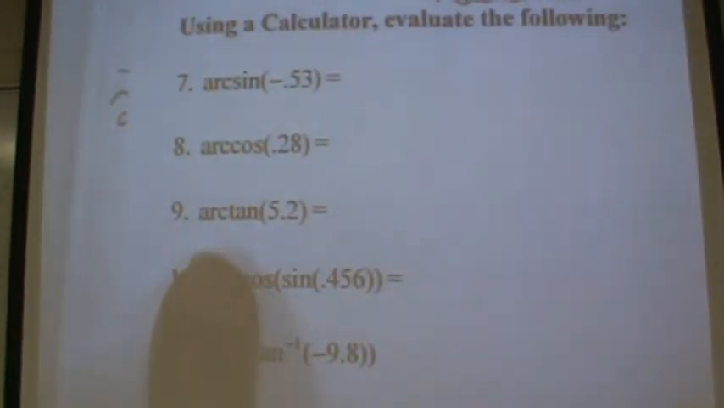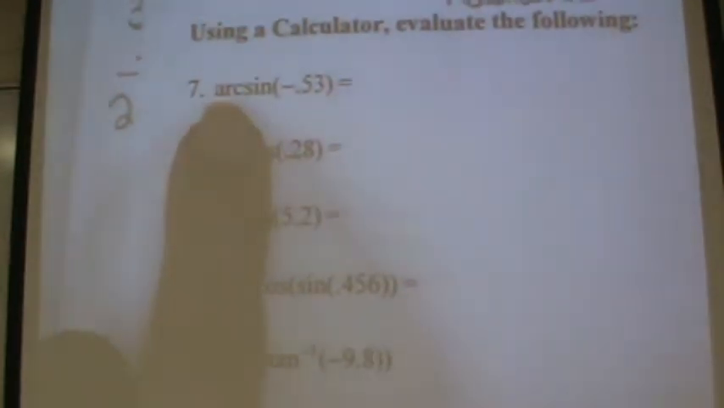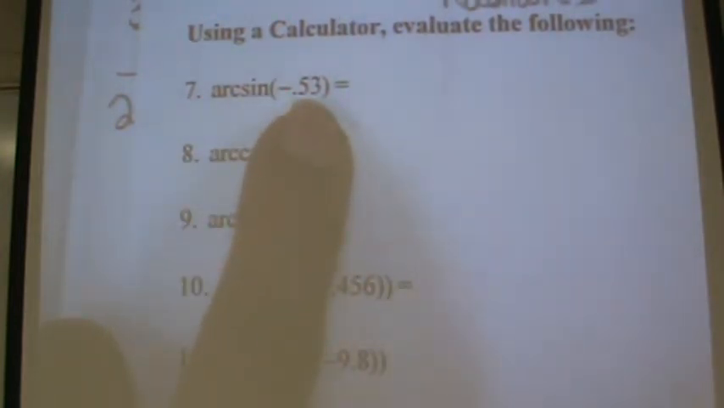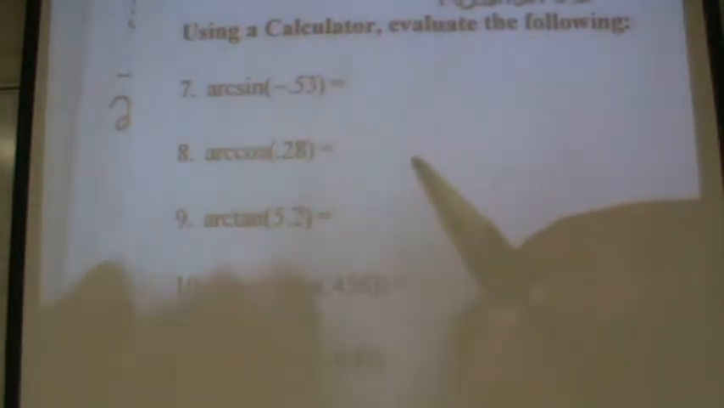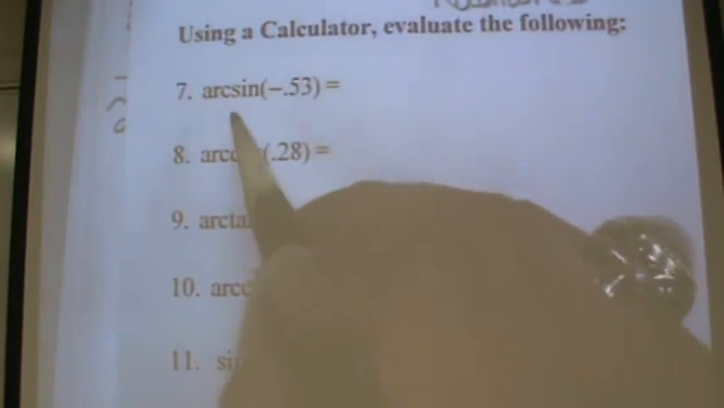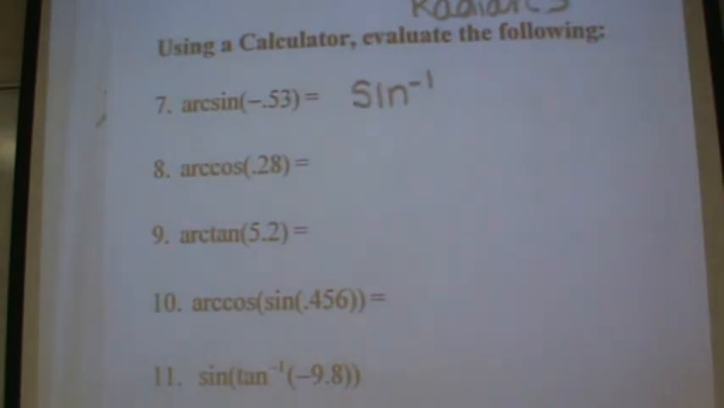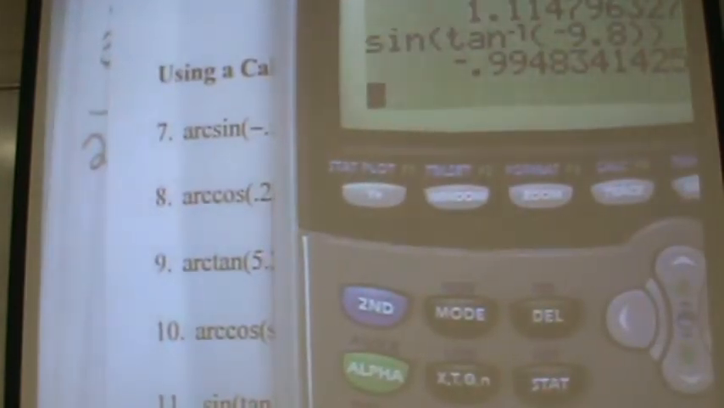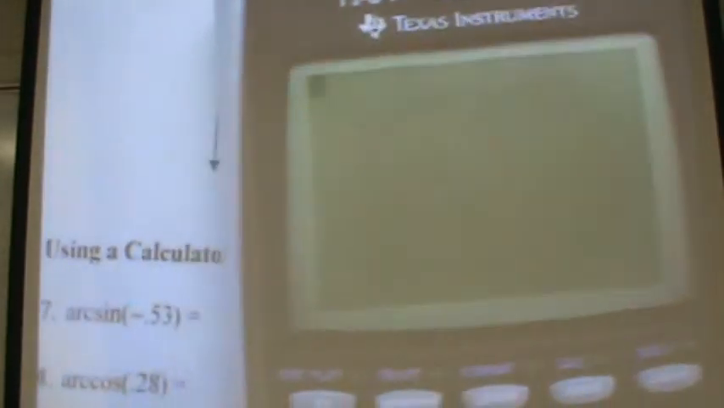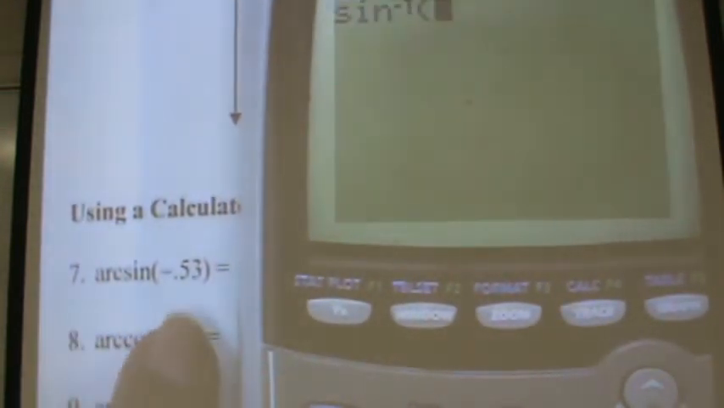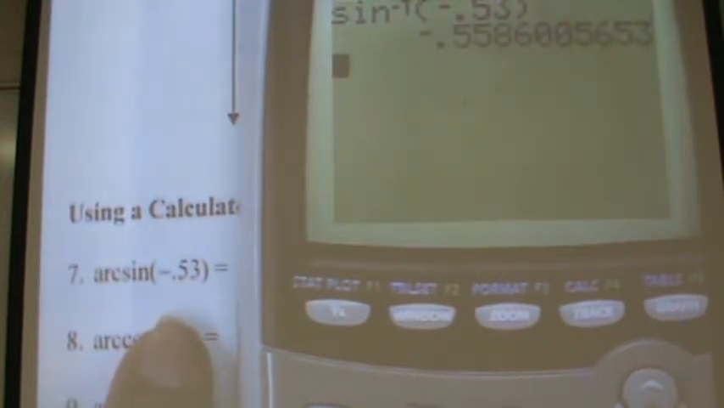Very easy. Arc sine of negative 0.53. I want to know what angle has a negative ratio. So you're going to be in quadrant 4, but you're going to do this by using your calculator. All you have to do is type in second sine. Now, you all have different calculators. If you have this calculator, the old one, all you have to do is hit second sine and then hit negative 0.53 and then hit enter. That's that answer.